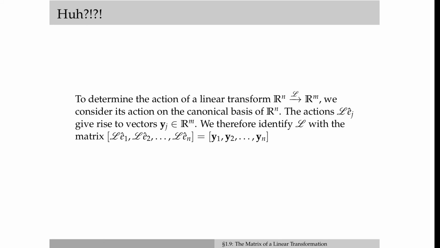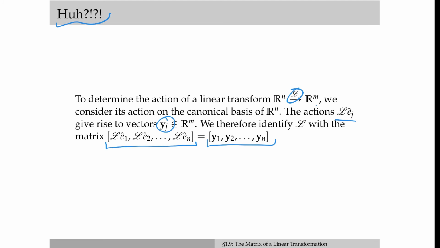To determine the action of a linear transformation from Rn to Rm, we're calling it L, we consider its action on the canonical basis of Rn. The actions of L applied to each one of these elements in the canonical basis give rise to these j vectors. We therefore identify L with this particular matrix, which, since each Lij is with some yj, I can write like that. That makes perfect sense, doesn't it? Alright, let's talk about this.